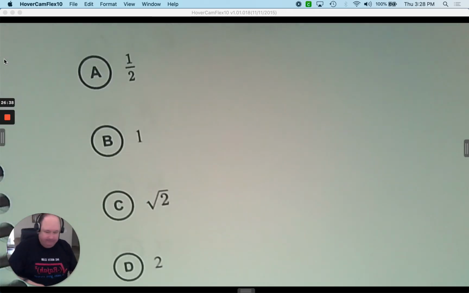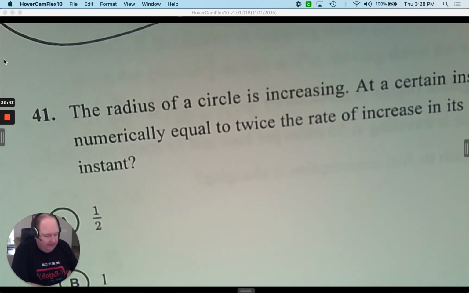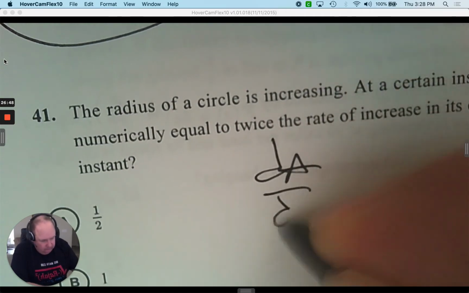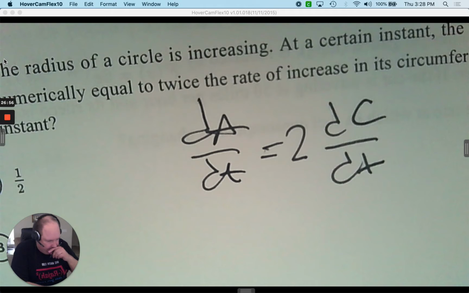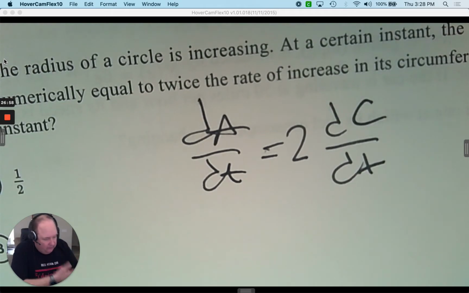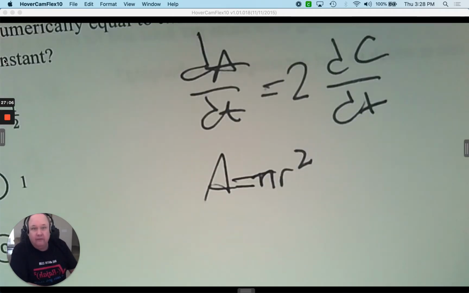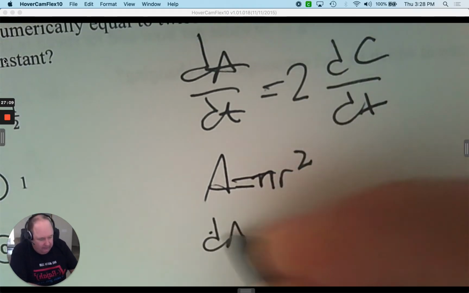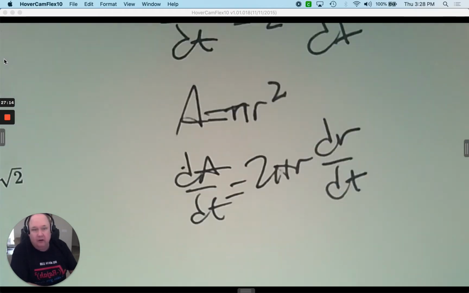Number 41. The radius of a circle is increasing. At a certain instant, the rate of increase in the area of the circle is equal to twice the rate of increase of its circumference. What is the radius of the circle at that instant? All right, so the area of a circle is pi r squared. If I take the derivative of that, it'll be dA/dt equals 2 pi r, and then the hook, dr/dt.